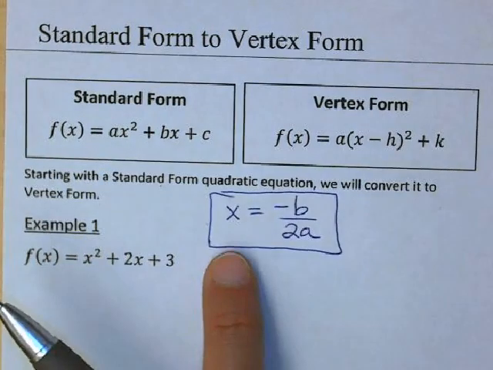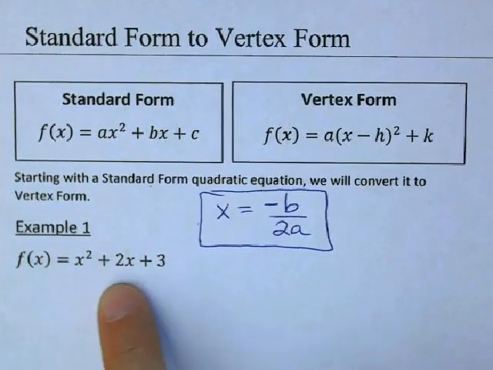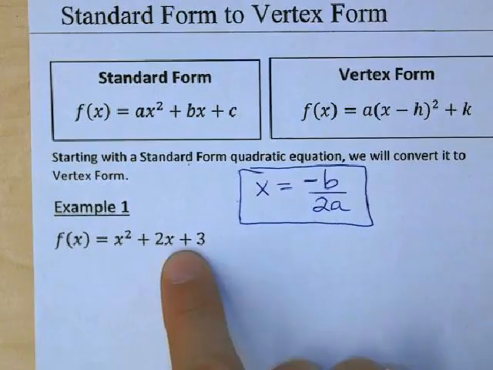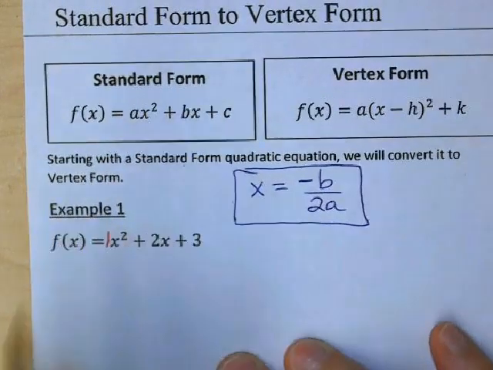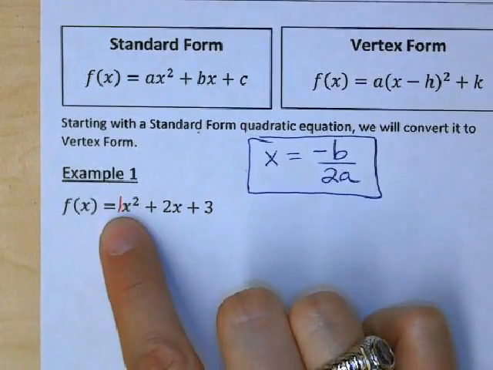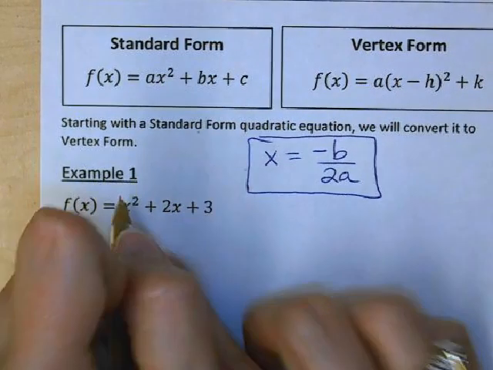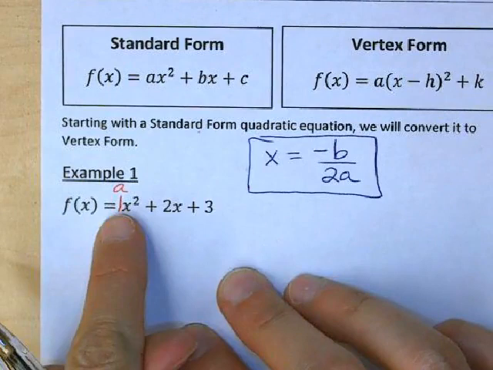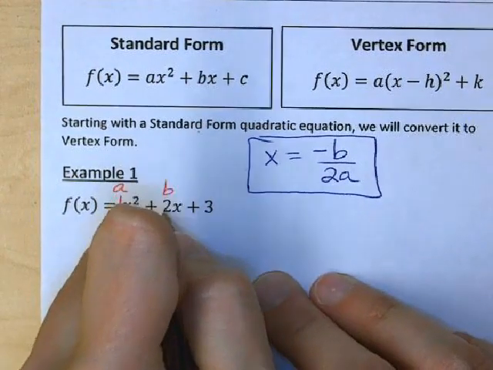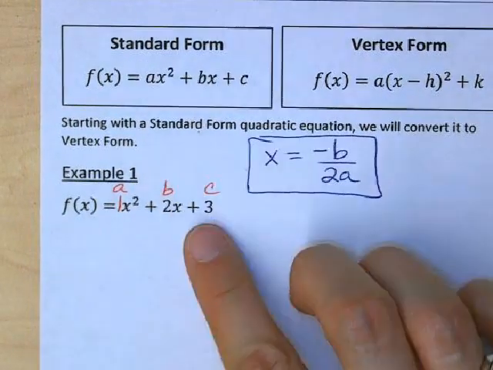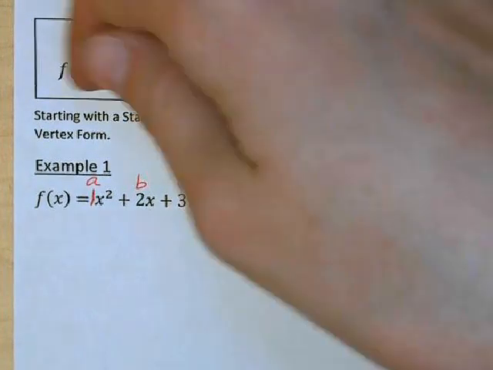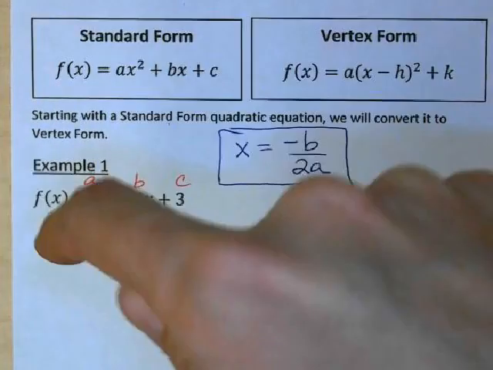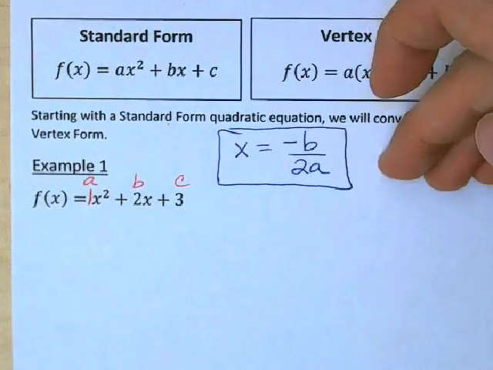So the problem right here, this is in standard form. The first number in the problem is a 1, isn't it? In this problem, it's just 1x squared. So that's A. A is 1, B is this 2, and C is 3, right? We're going to be basically taking this problem from standard form into vertex form.